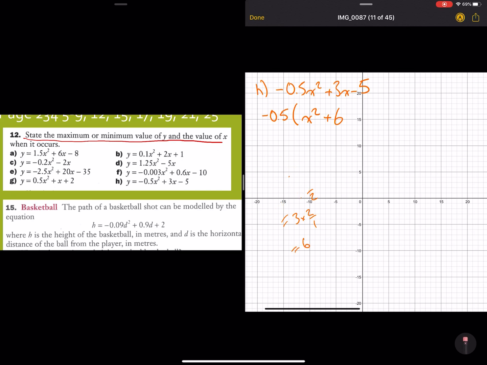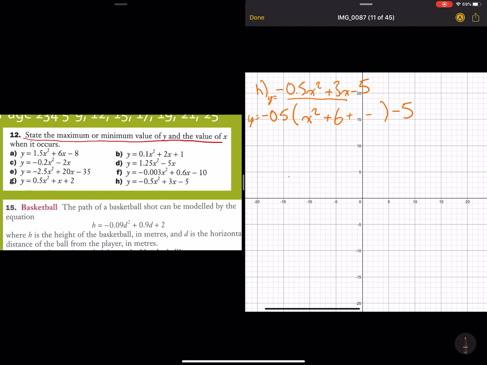Anyway, now we took it out of these two, which is what we're supposed to do. Leave this minus 5 on the outside of the brackets. Next step we have to do is find out how to make this a perfect square. We've got to add and subtract the same thing so as not to change it.